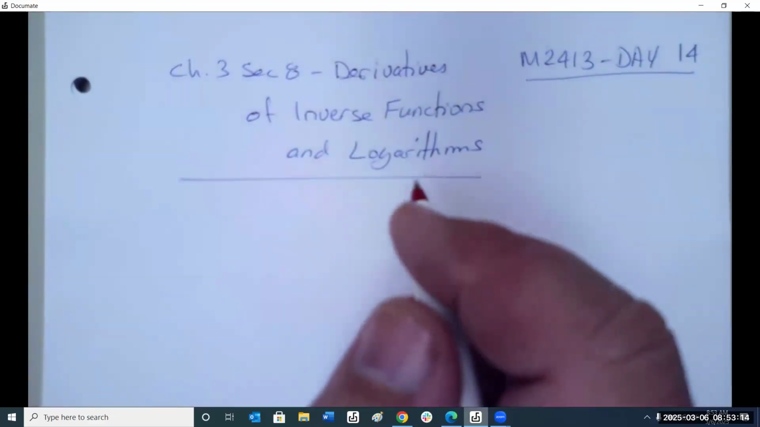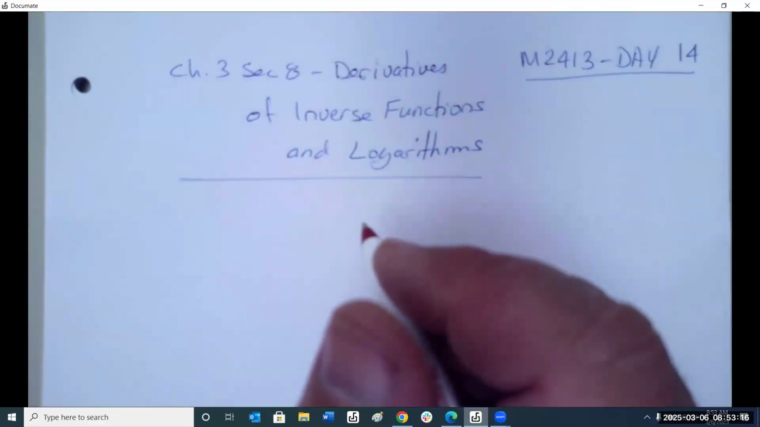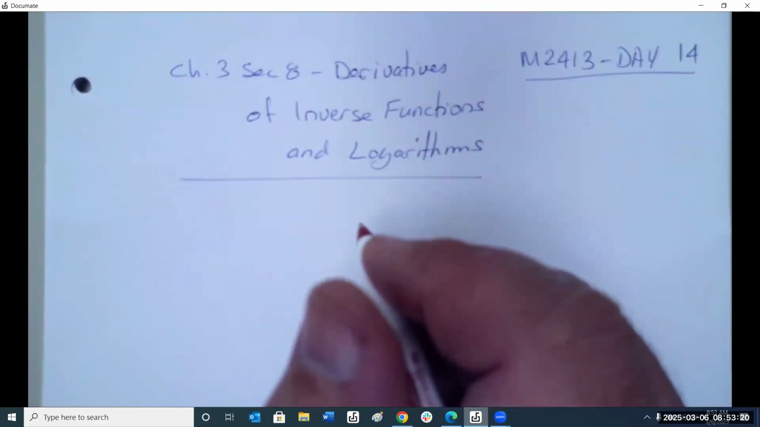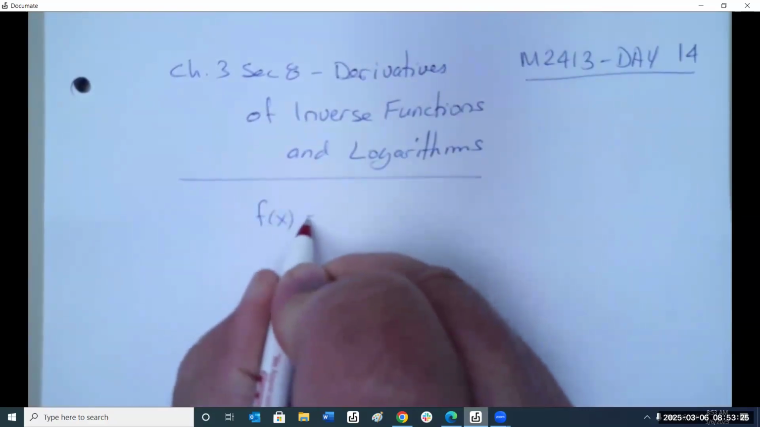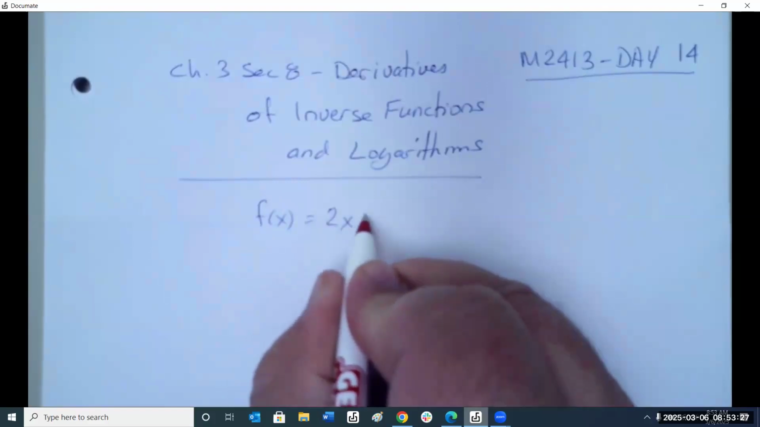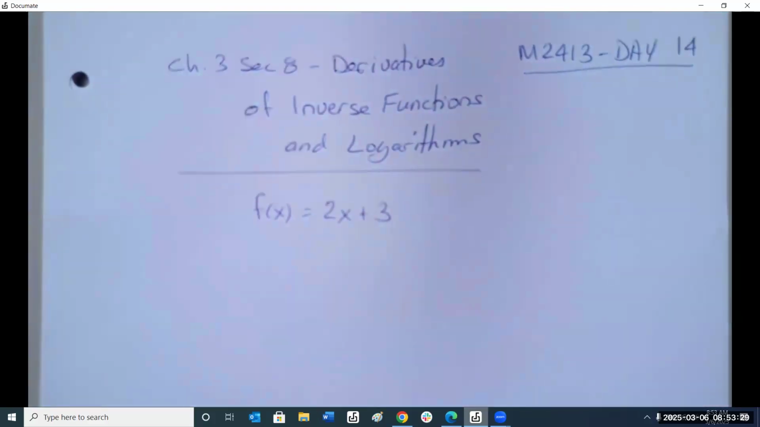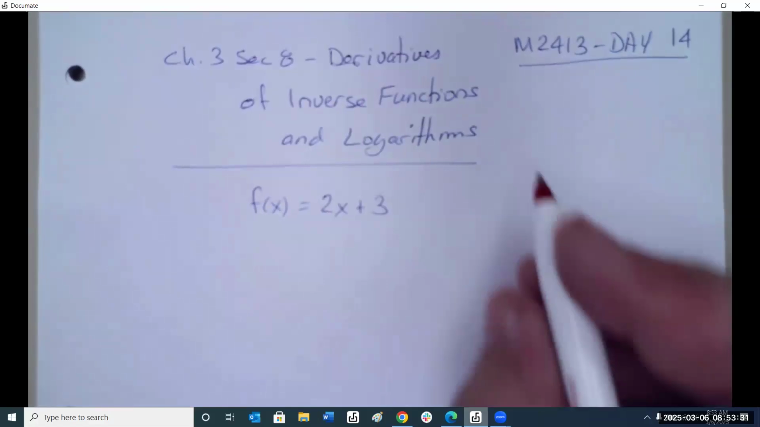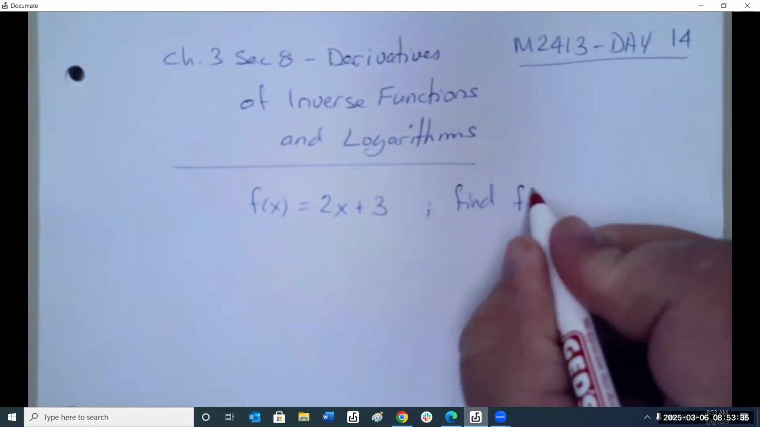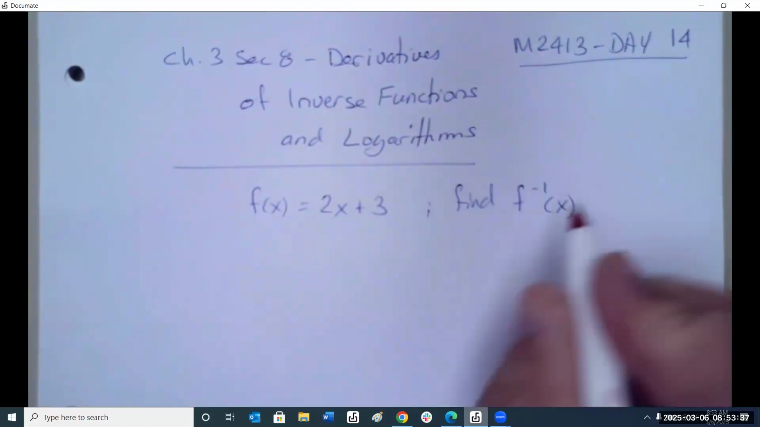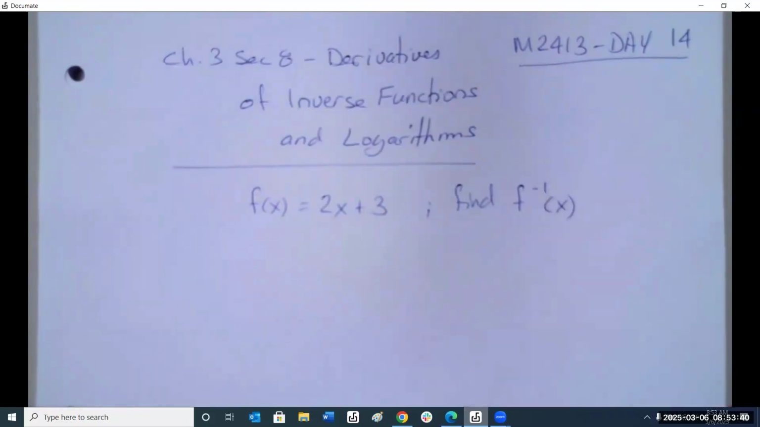What are inverse functions? How do we find them? So if we had f of x equals 2x plus 3. Find the inverse. The inverse uses that -1 exponent.